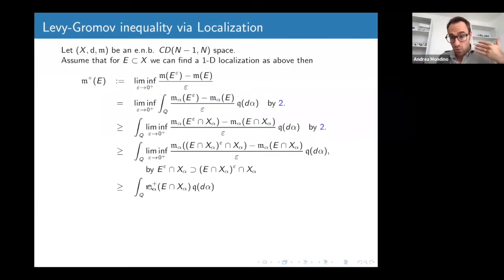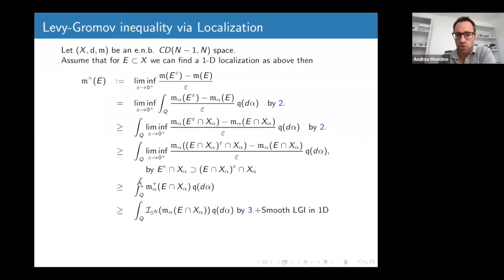Because at this stage, you reduced the proof of the Lévy-Gromov inequality for an n-dimensional set to proving an isoperimetric inequality for a set contained in a segment X alpha. So you reduced an n-dimensional problem to a family of one-dimensional problems. This is how the one-dimensional localization works. All these sets intersected with X alpha are subsets of X alpha, which is a segment, a geodesic, with respect to a weighted measure M alpha.